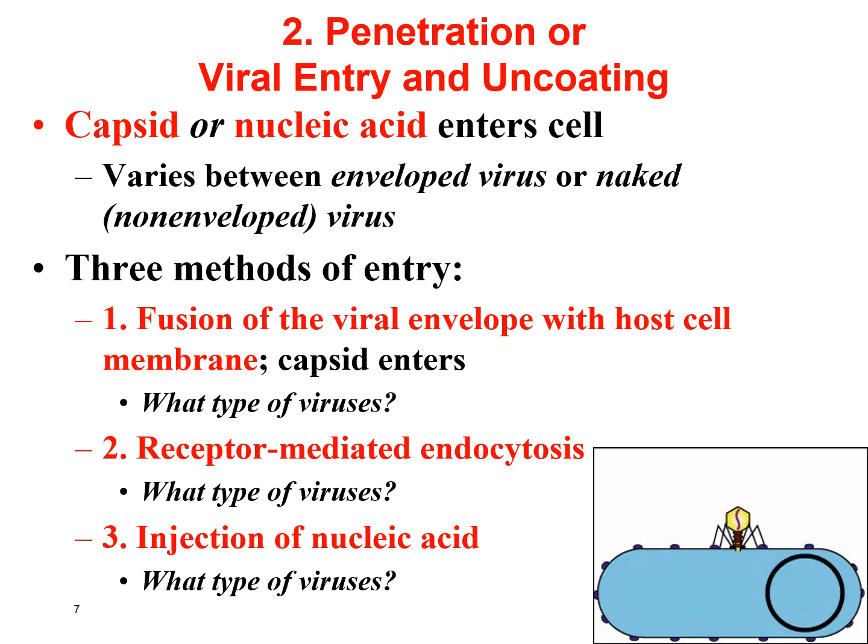And the third method of entry is shown in this animation over here, where we have a non-enveloped virus. In this case, we have a bacteriophage that is actually injecting its nucleic acid inside the host cell, which happens to be a bacterial cell. So the capsid will stay on the outside and just the nucleic acid will enter with that. So that only happens with non-enveloped viruses.